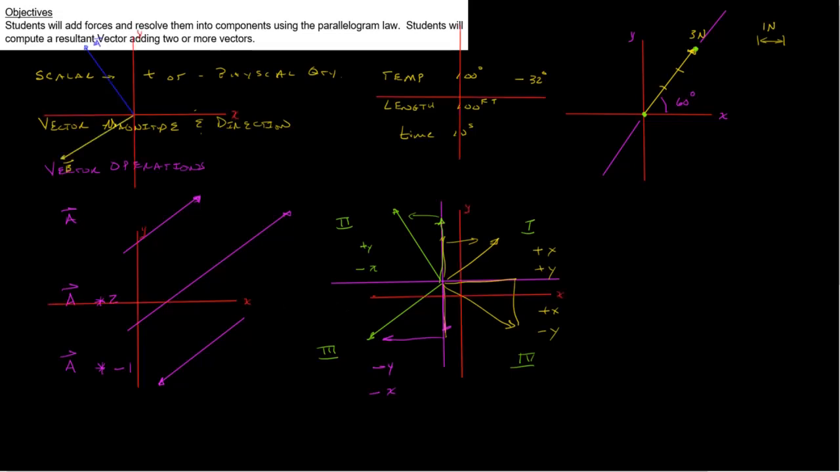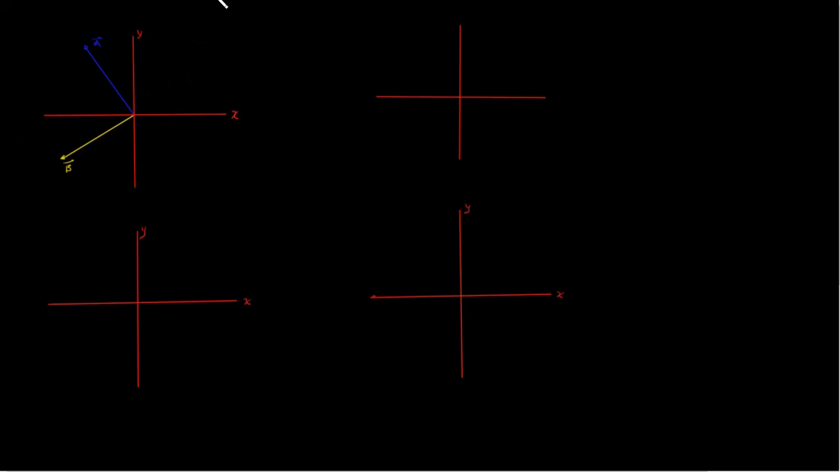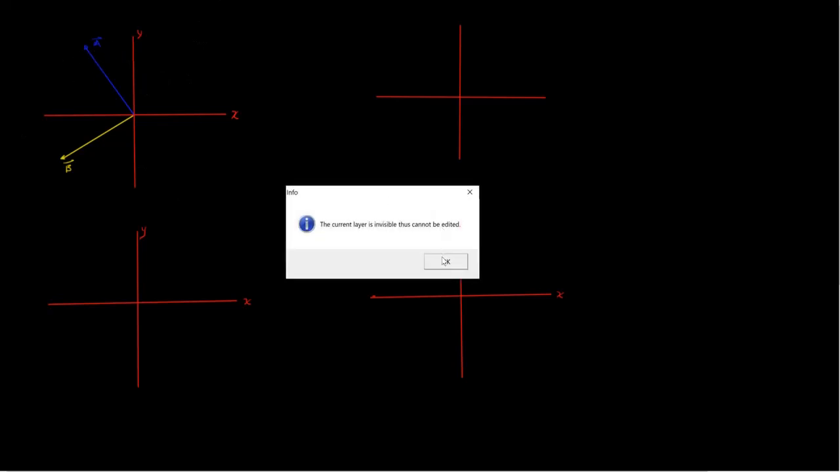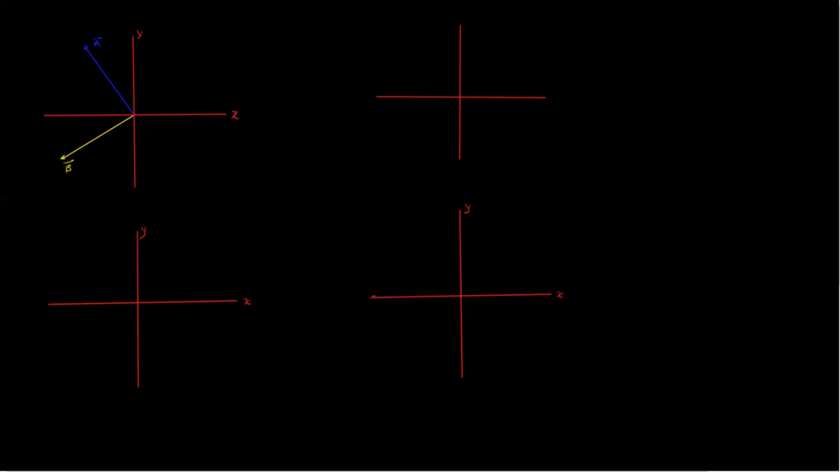So let's take a look at this here. So I've got two vectors. I'm actually going to, let's go ahead and redraw that, just so we can see it a little easier. And so we got vector B.